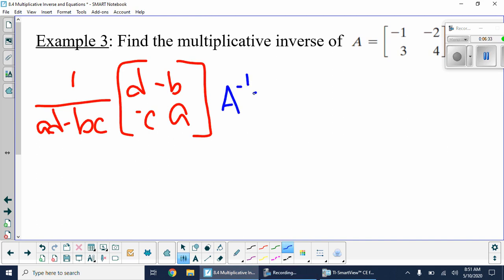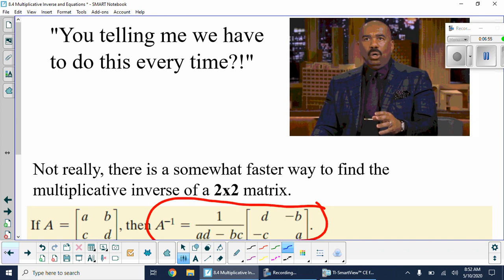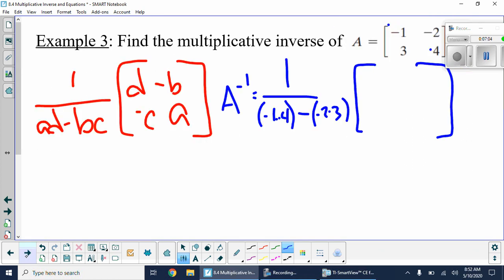A inverse equals 1 over, so now A and D, that's these two numbers, negative 1 times 4 minus B times C, which is negative 2 times 3. And that's going to get multiplied by, notice how when you go back to the formula, A and D switch places. And the B and C numbers in the matrix switch signs. So that's what's going to happen here.